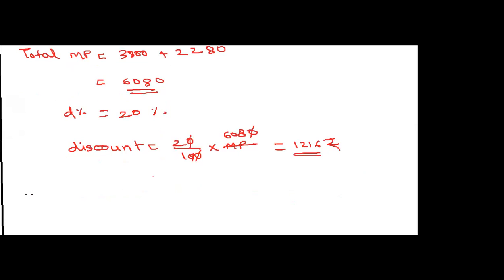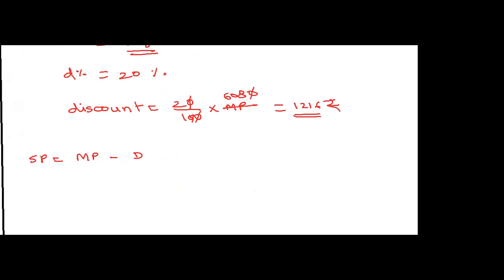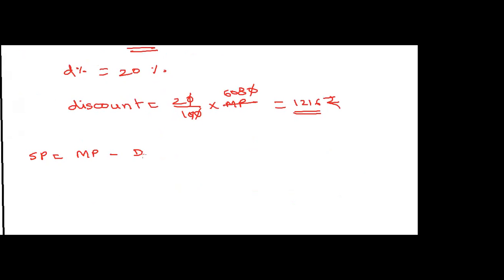So what will be the selling price? Isn't it very simple? Selling price will become mark price minus discount. Whatever is the mark price, from that we're going to remove the discount. So the mark price is 6080 minus 1216. It will become 4, then 7 minus 1 is 6, then 10 minus 2 is 8, and then 5 minus 1 is 4. So the final bill will become rupees 4864, and that's it.